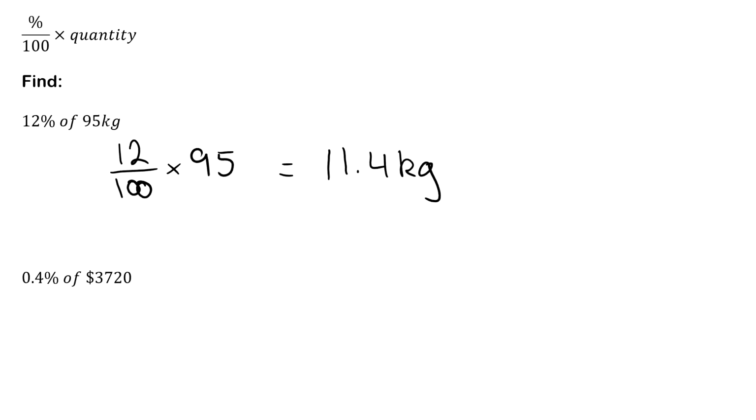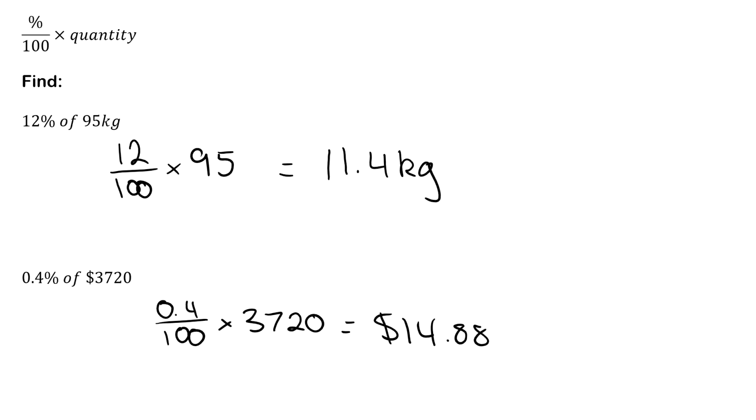So the same thing here, we put our percentage over 100, so 0.4 over 100, and we times it by our amount, $3,720. And we get $14.88. Now you'll notice in both of those examples, I made sure to keep the units. Now that is something that'll come up often. Remember to always keep your units.